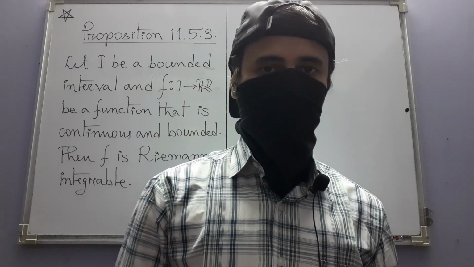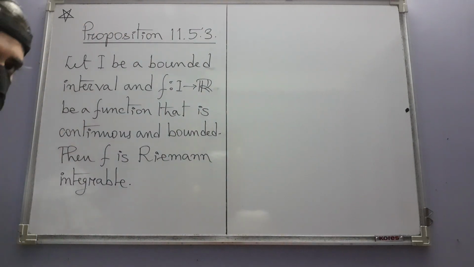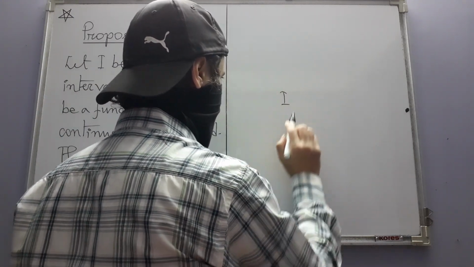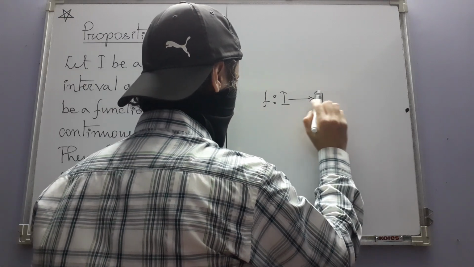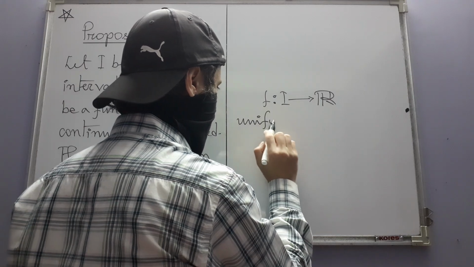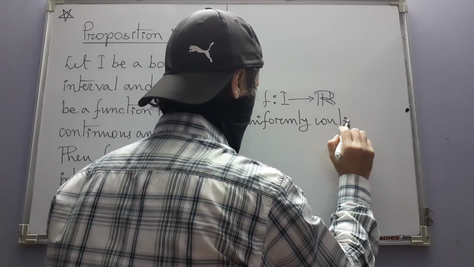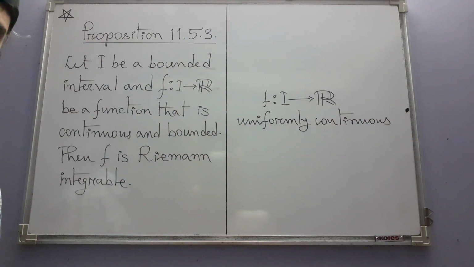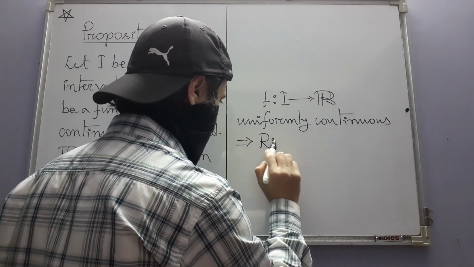Alright, so let's recall what we have done so far in this section. We proved this, that if I is a bounded interval and f is a uniformly continuous function on I, then f is Riemann integrable.